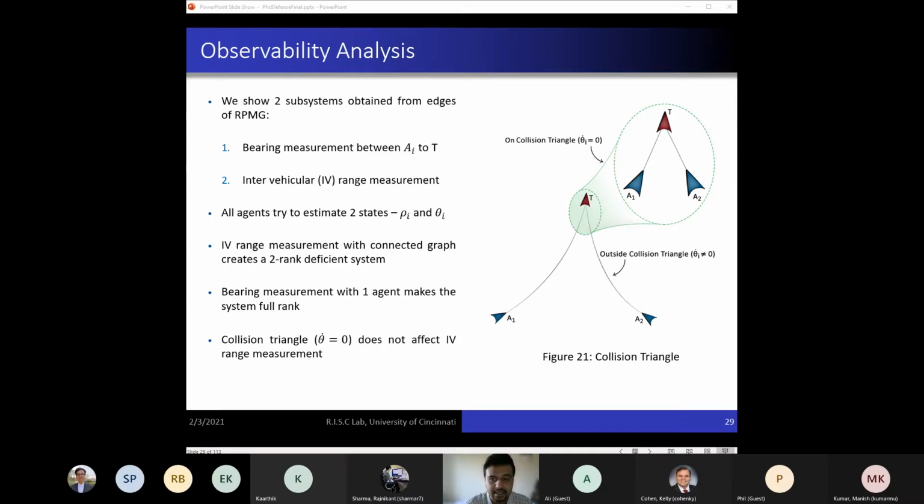If this case arises, two agents would need to have the target in their LOS, or line of sight, for the system to be observable. But this is a practical assumption, as agents will already be very near the target and almost be in a tail chase mode. The intervehicular range measurement is unaffected by the collision triangle. We also developed other practical constraints, such as avoiding perpendicular travel for a long duration, or not having a huge difference in the initial ranges of the agents, that are required to maintain an effective solution.